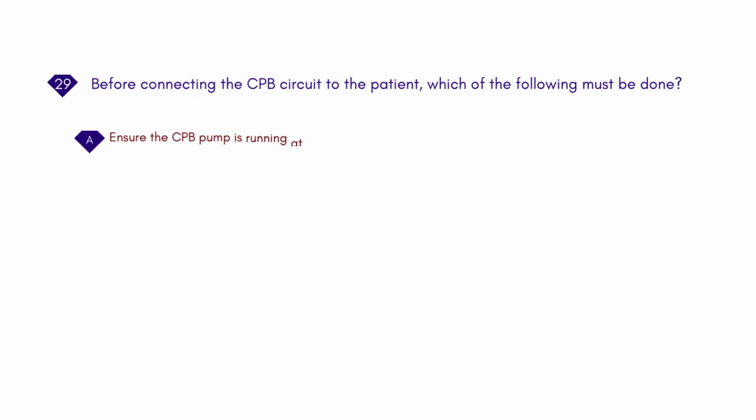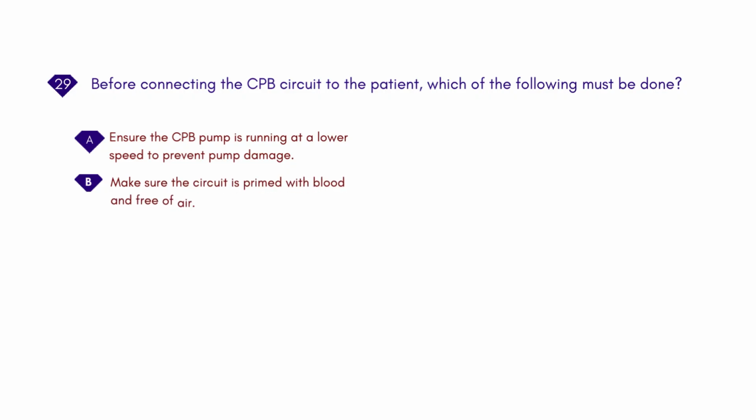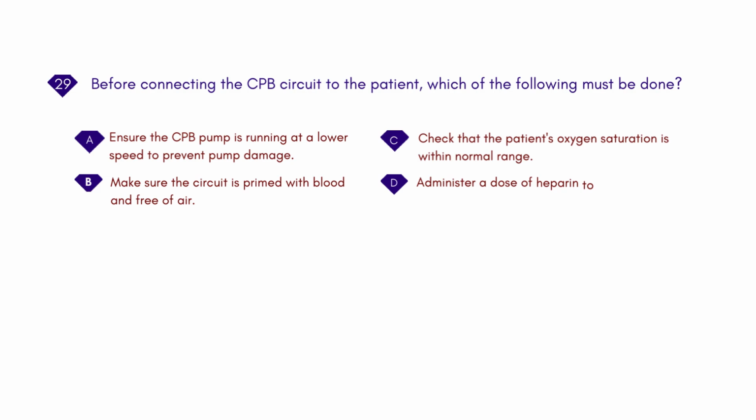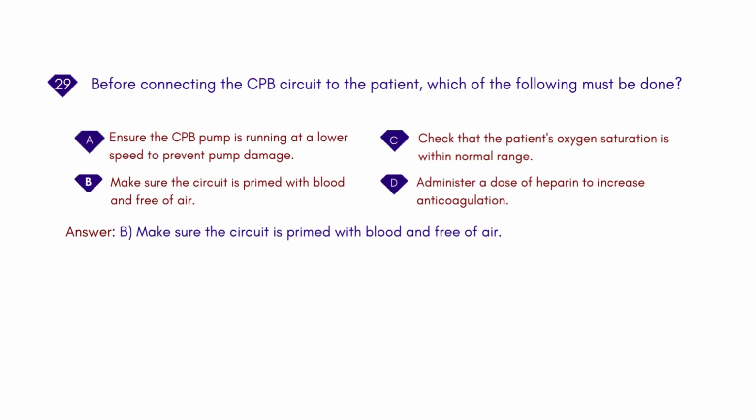A. Ensure the CPB pump is running at a lower speed to prevent pump damage. B. Make sure the circuit is primed with blood and free of air. C. Check that the patient's oxygen saturation is within normal range. D. Administer a dose of heparin to increase anticoagulation. Answer: B. Make sure the circuit is primed with blood and free of air.